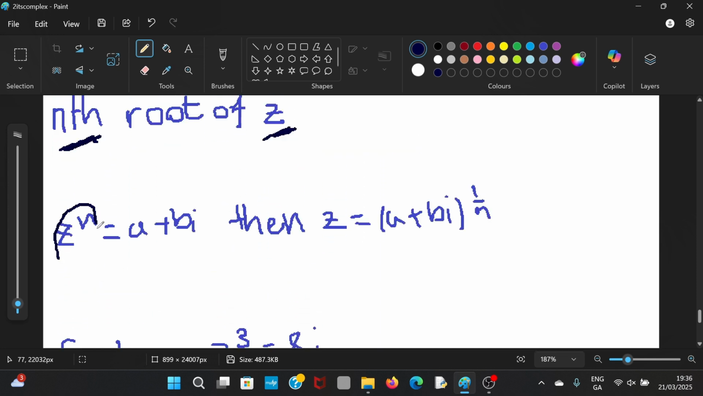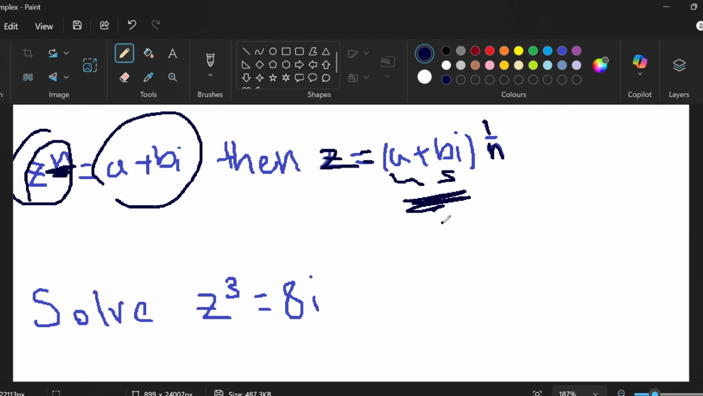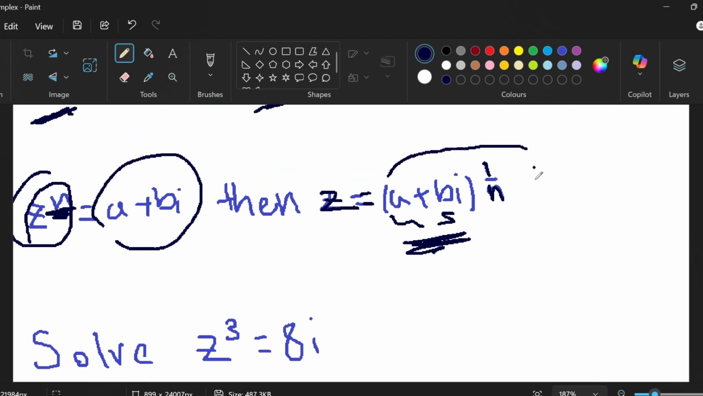So you'll be given that z to the n is equal to some complex number. And we know then that z is equal to that complex number times 1 over n, whatever power is given here. So what you do is put this number here into polar form and then use de Moivre's theorem to find that number to the power of 1 over n.